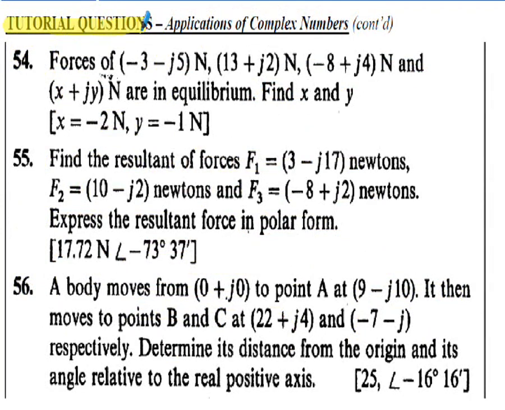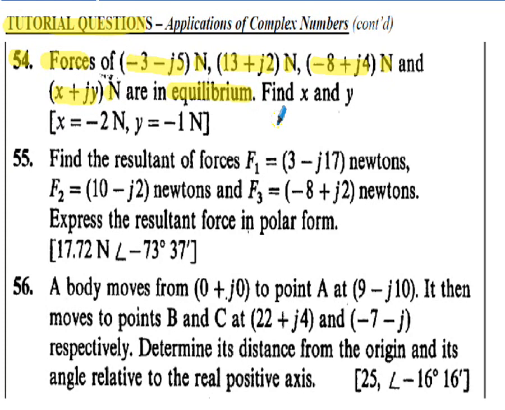Tutorial questions continued. Question 54 relates to force resolution. We're given forces of -3 minus j5 newtons, 13 plus j2 newtons, and -8 plus j4 newtons, and an equilibrium force of x plus jy newtons. These forces are in equilibrium, so when we add them all up, we should find they come to 0.